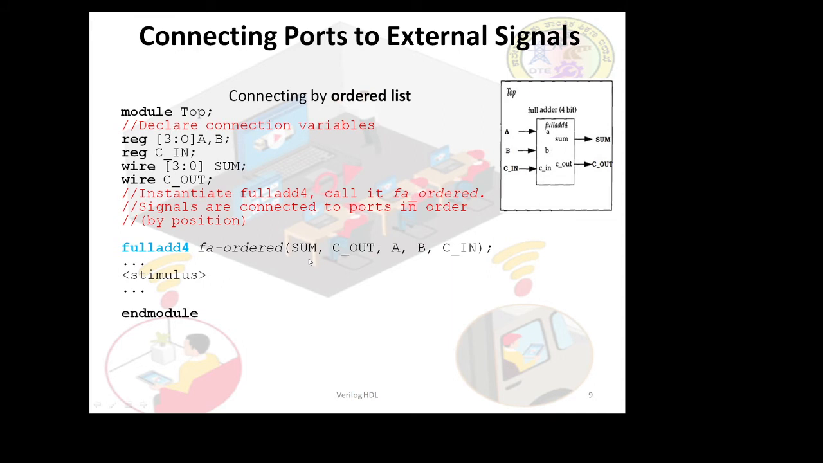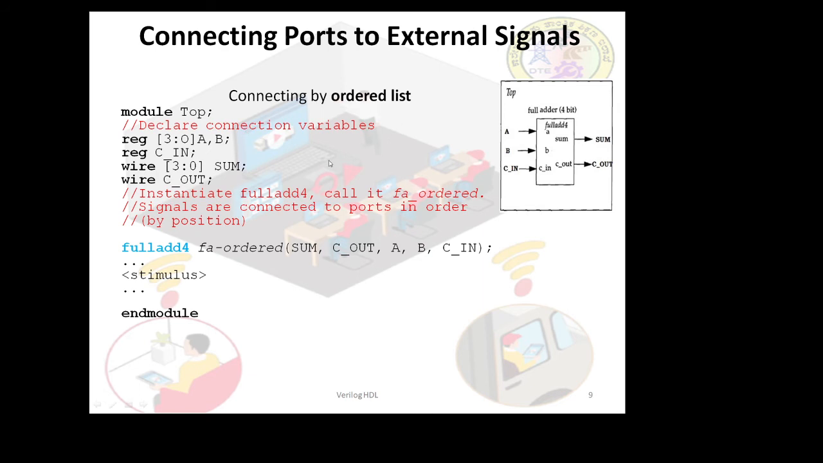The sum has been connected to the sum of this module. C underscore out has been connected to the main module's C underscore out, and then A has been connected internally to A, and the capital B has been connected to the lowercase b. C underscore in has been connected to the C in. So it should be in the same order as it occurs in the main program. This is connecting by the order list, and then we write whatever stimulus information, that is the functionality we want, in this portion, and finally end with endmodule. This is what is connecting by the order list.